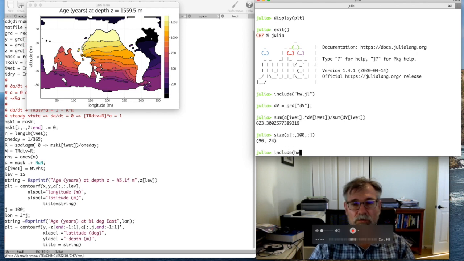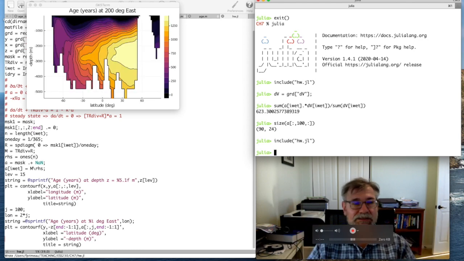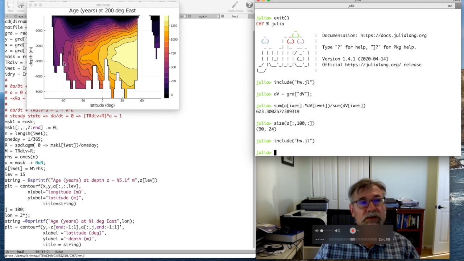Include homework, homework.jl. Success. So we have latitude, depth, or minus the depth, the age, and that's at 200 degrees east. And we can see that in the southern ocean, southern hemisphere, the water is younger because there's deep convection. We're in the Pacific, right? And then as we go north, the water gets older.